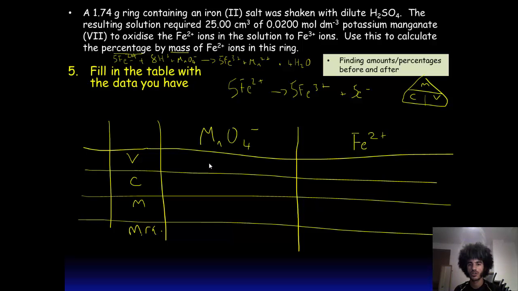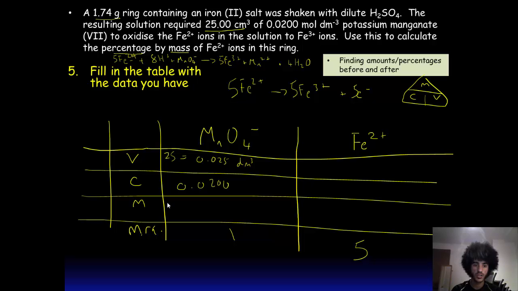Okay, so let's have a look at this very carefully. I'm going to ignore this for now because this is not relevant. It says the resulting solution required 25 centimeter cubed of potassium manganate. So here's my potassium manganate. So I've got 25, which equals 0.025 decimeter cubed, and I've got the concentration as well, which is 0.0200. That's all I've got, I think. Okay, that'll work. I'm also going to fill in the mole ratio while I'm here. You'll notice that for every 5 iron ions there's 1 manganese, so manganese is 1, iron is 5.